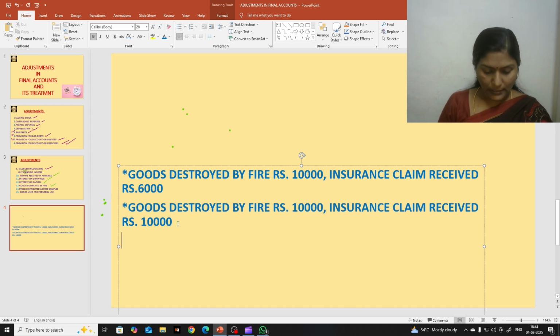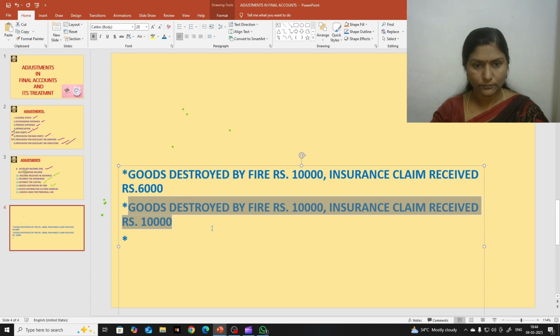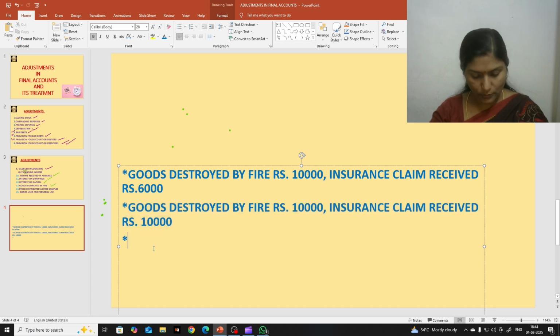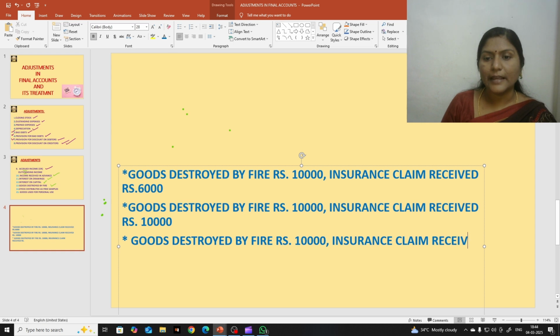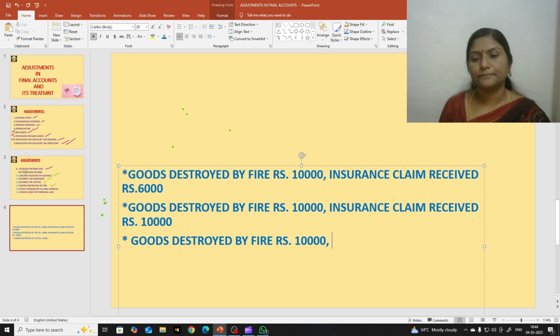And next, third case. You see third case, how we are going to write it now. I will show that also. So, goods destroyed by fire is 10,000. Okay, so they are not receiving any insurance claim. Goods destroyed by fire 10,000 is given. Then total loss is 10,000. Okay, no insurance claim. Then how we are going to deal with that?